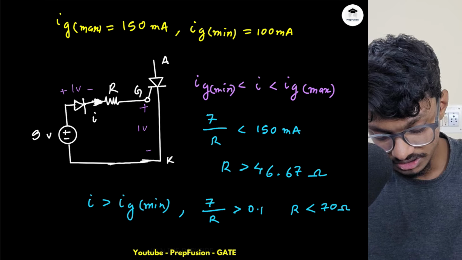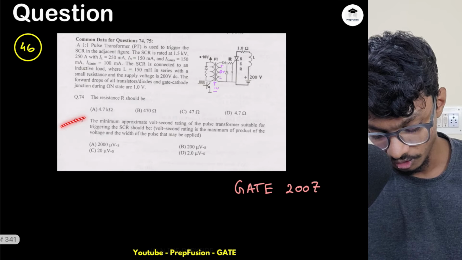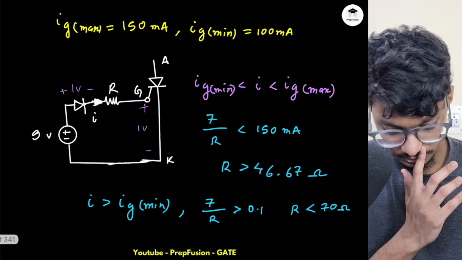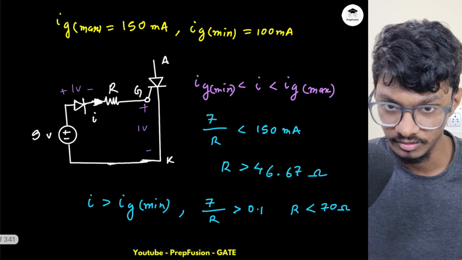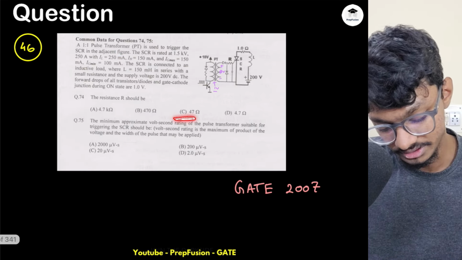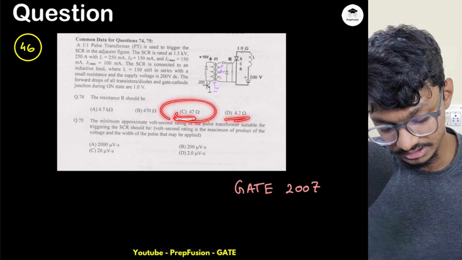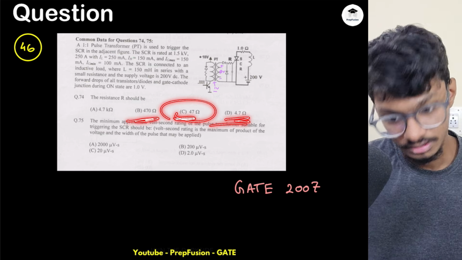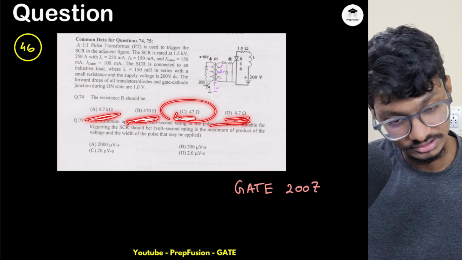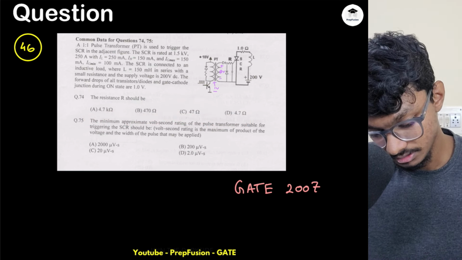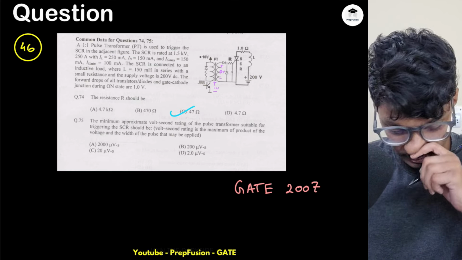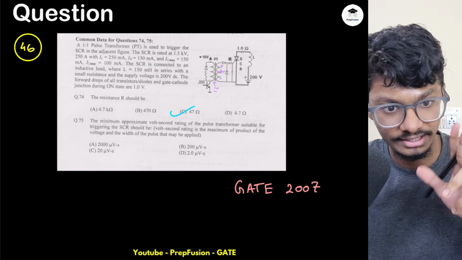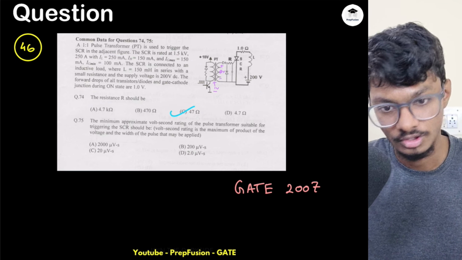Okay, so which of these options is correct? If my R is lying between this range, R should be less than 70 and more than 46, so only this option is correct. This one says R should be less than 46, right? This is not correct. It has to be less than 70. Again, not correct. It has to be less than 70. So only option C is satisfied. Option C will be the correct answer because my gate current has to lie in a certain boundary. So option C is good.